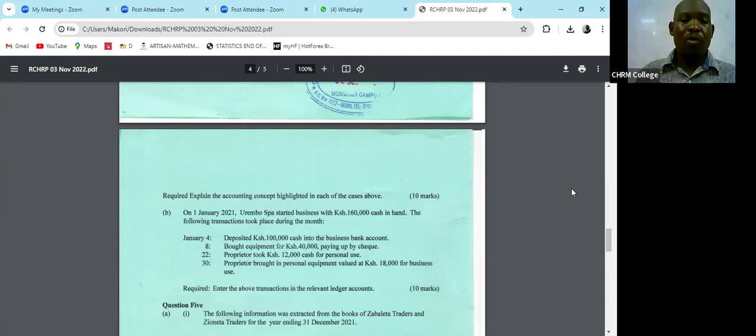The proprietor took 12,000 cash for personal use. Anytime the word personal use is mentioned, just know that those are drawings. So we shall debit the drawings account, then we credit the cash account, because that is cash from the business reducing as a result of the drawings.